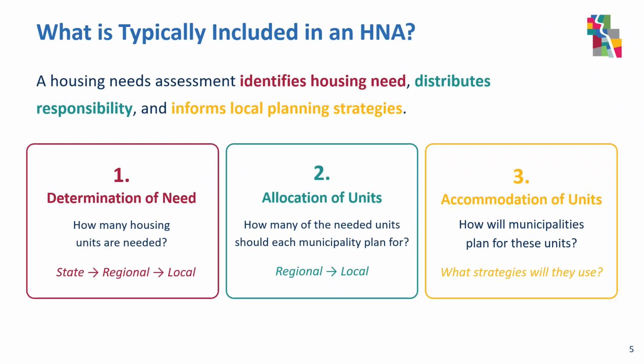Most housing needs assessments involve 3 major steps. The first is determining need. This is where we estimate how many housing units are needed overall. The second is allocating units. Once need is identified, the question becomes how responsibility should be distributed among municipalities. The third step is accommodation. Communities then examine how they might plan for and accommodate that housing through local policies and planning strategies. Today, we're primarily focused on that first step, determining need.